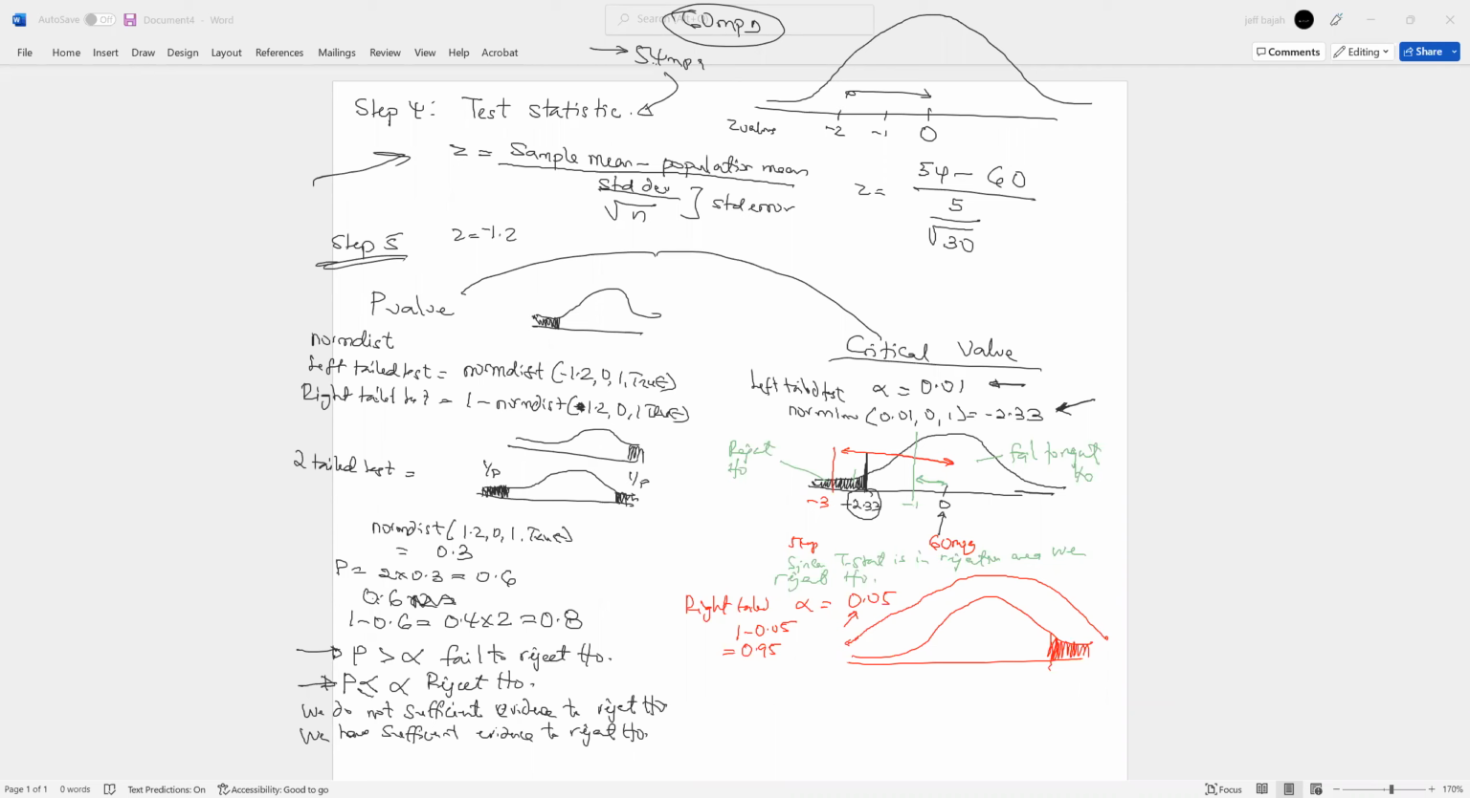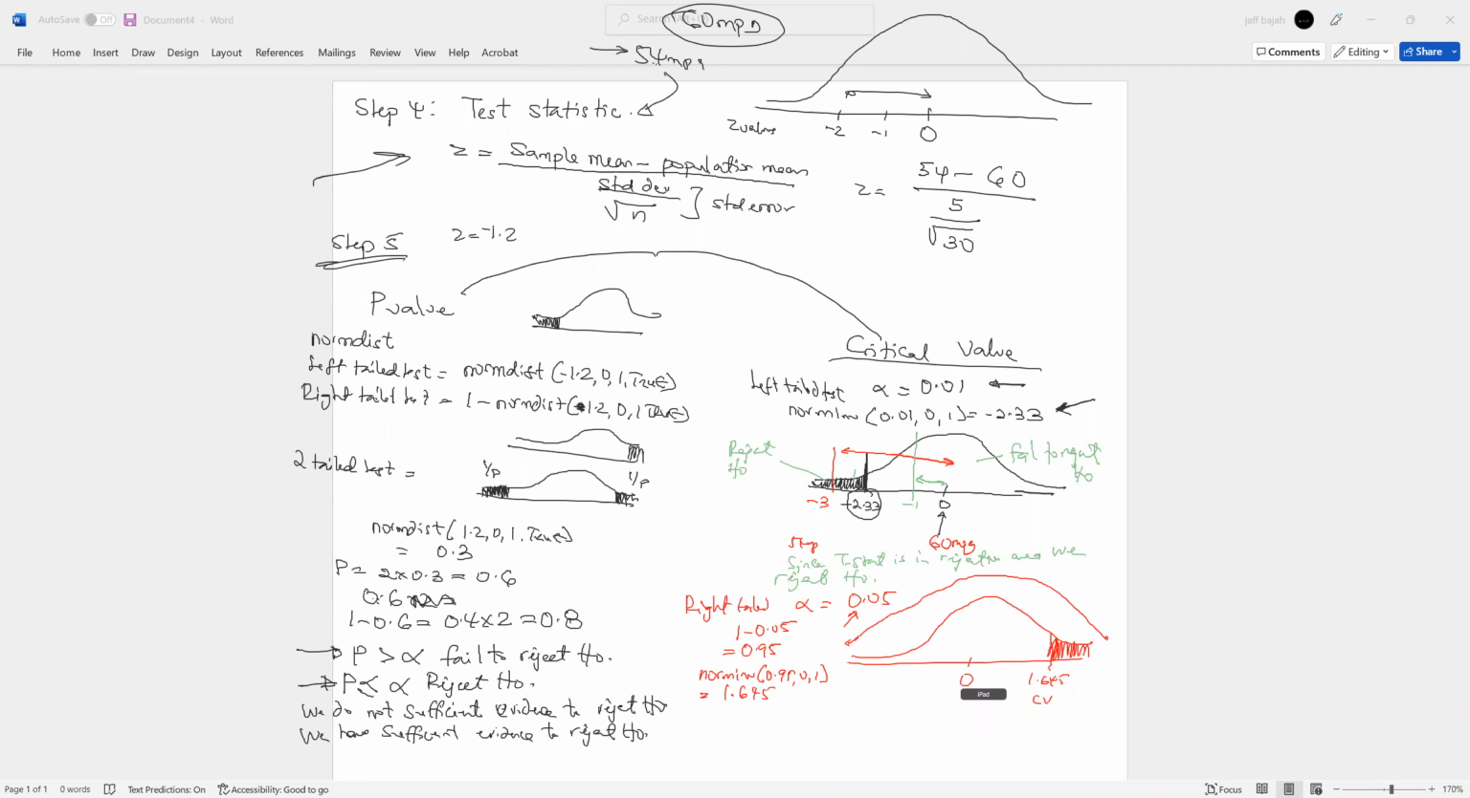Well, that's easy. That will be NORM.S.INV. We'll put 0.95, 0, and 1. Let's assume that gives us 1.645, right? Let's assume that, which actually is what it's going to give us. So this becomes the boundary. So this becomes 1.645. This becomes a critical value, right? And then remember, this is a 0.